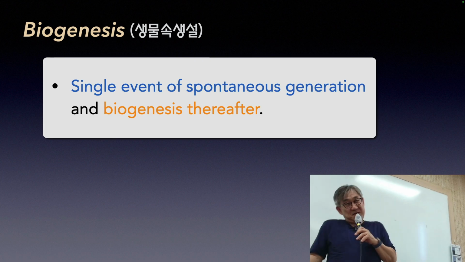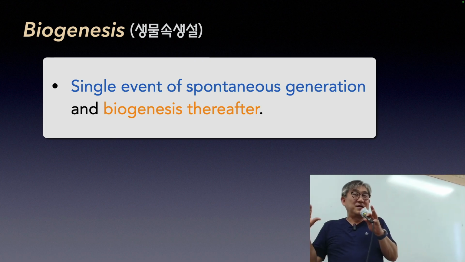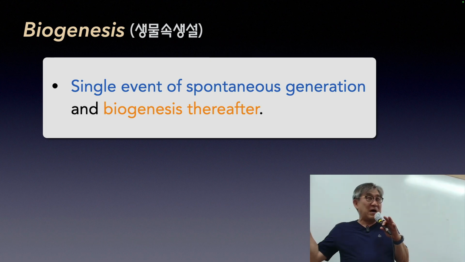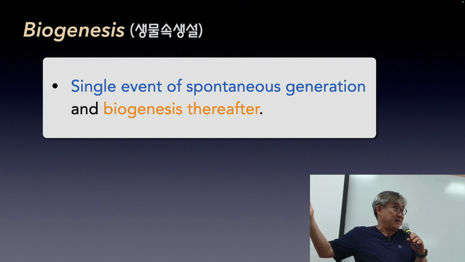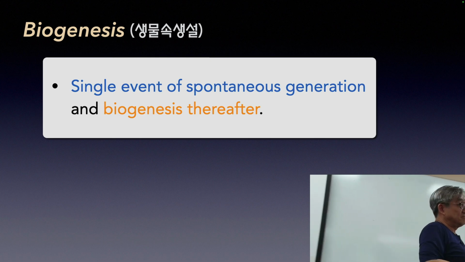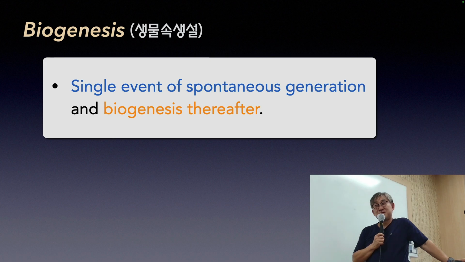You start spontaneously, and then once you establish yourself, from now on, everything must be biogenesis. Okay, how can that happen? But that is the only version the scientists can offer as the origin of life. So at that point, you may say that God initially created the first life form.